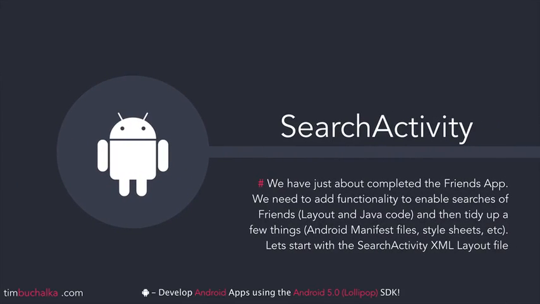So we've just about completed the app finally. Now what we need to do next is to add some functionality to enable searching of the Friends apps. In other words, to go through and search by name. And we're going to need an XML layout file to do that, and obviously also the Java code. And then we need to tidy up a few things, which we'll do in another video as well. That's the Android manifest file, style sheets, etc. So first things first, let's start with the search activity XML layout file.